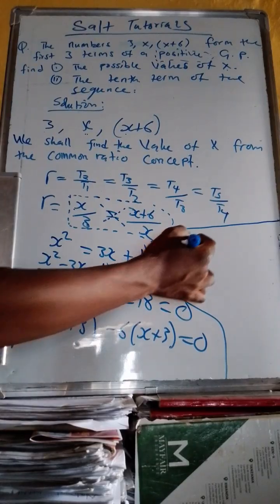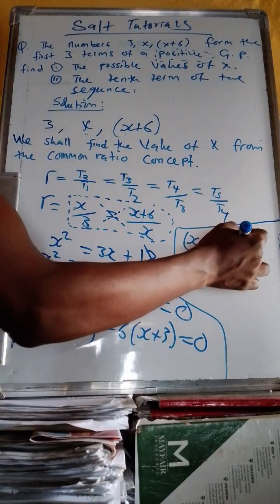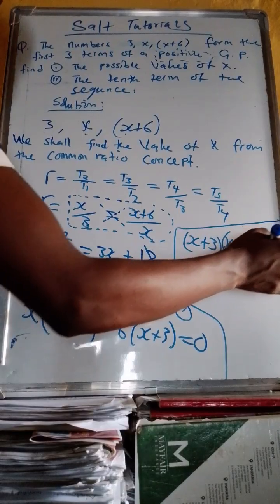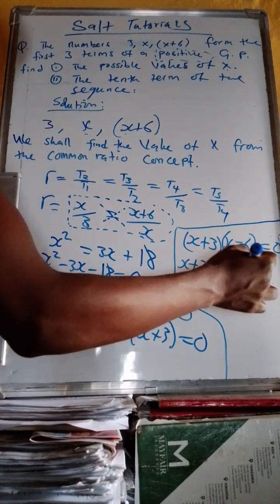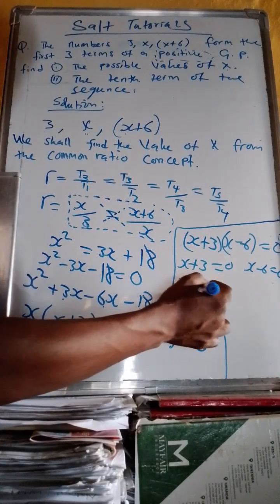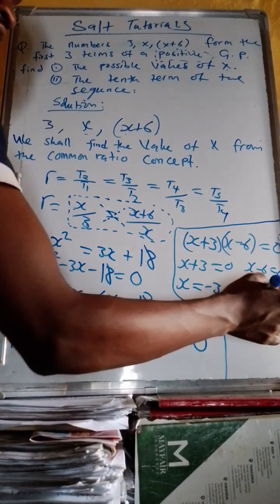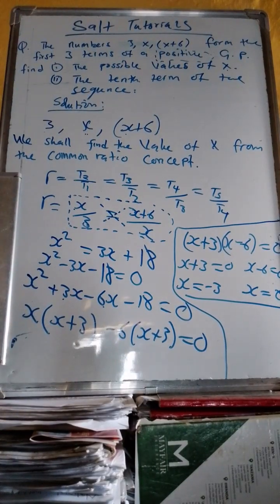we are going to have x plus 3 and x minus 6 is equal to 0. x plus 3 is equal to 0, and x minus 6 is equal to 0. So x here is equal to negative 3 and x here is equal to positive 6. These are the two values of x. Okay? Now, let's go back to the question.